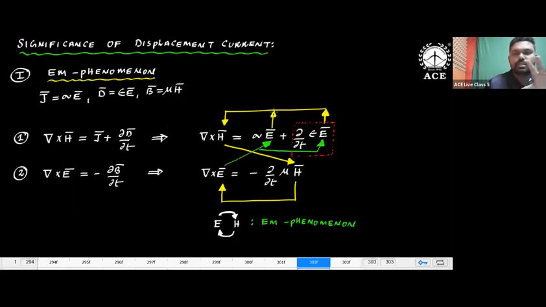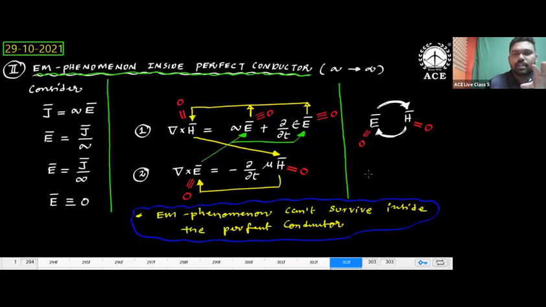This is the first one. Here I have explained EM phenomena. So we have considered the same EM phenomena inside the conductor. So electric field is 0. That will make the magnetic field also become 0. So the EM phenomena cannot survive inside the perfect conductor. Let us take two more significances here. I'll consider what is called the capacitor example, beta.